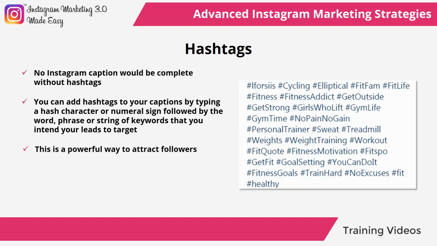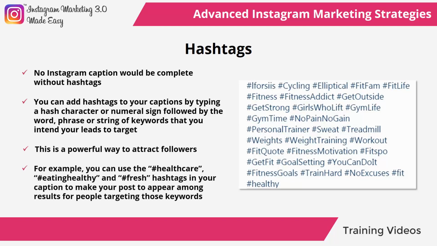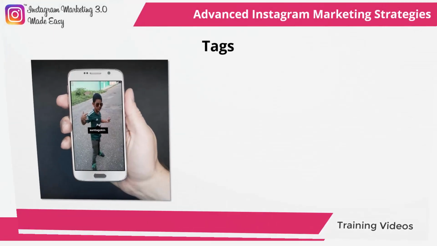This is a powerful way to attract followers because users can find your products or promotions just by typing a particular keyword or by looking for a certain combination of keywords combined as a hashtag. For example, you can use the healthcare, eating healthy, and fresh hashtags in your caption to make your post appear among results for people targeting those keywords. Our final recommendation when it comes to hashtags is to create them as strings of keywords, as opposed to single keywords, because single keywords can yield too many results.